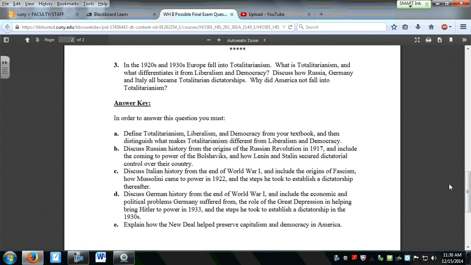After that, you talk about how Russia fell into a totalitarian dictatorship. This is part B of the answer key. Discuss Russian history from the origins of the Russian Revolution in 1917. Include the coming to power of the Bolsheviks and how Lenin and Stalin secured dictatorial control over their country. What does that mean?